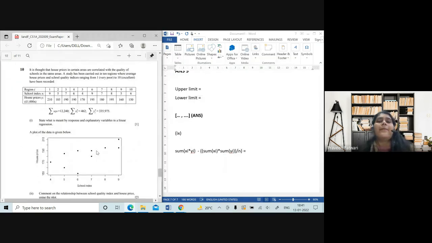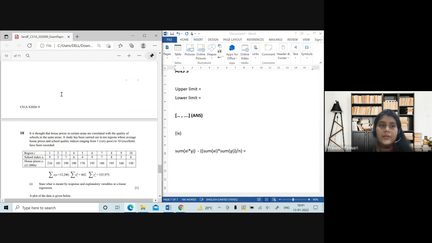Last sum, number 10. It is thought that house prices in certain areas are correlated with the quality of schools in the same areas. A study has been carried out in 10 regions where average house prices and school quality indices ranging from 1 to 10 have been recorded. So this is the table. I had shown you all yesterday how to insert the table.